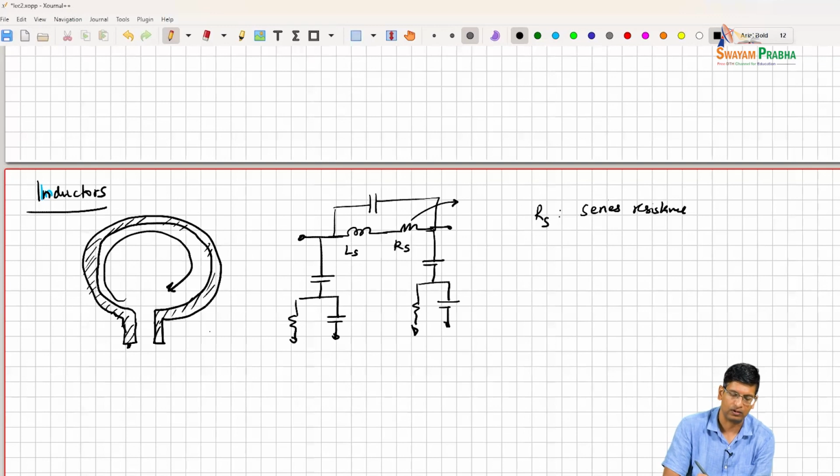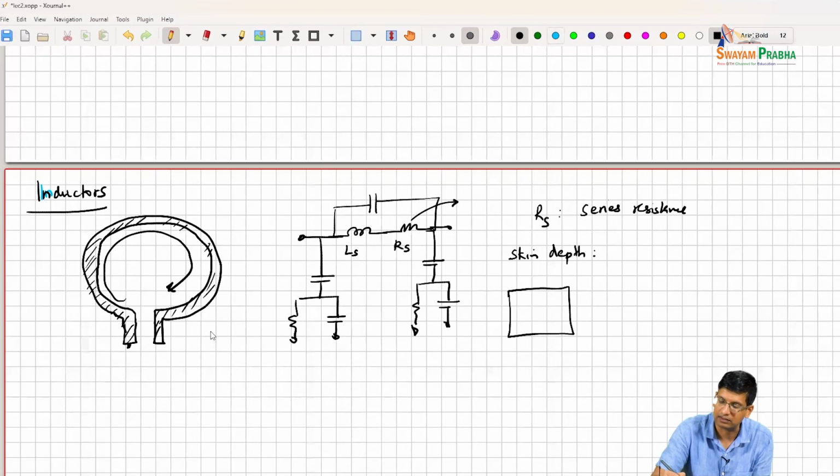When you have a current going like this, the substrate is trying to generate a current in the opposite direction to cancel the magnetic flux, right? So those losses end up showing here. The one useful thing to remember here is the concept of skin depth, which is that if I have a thick metal, the current basically only travels in the periphery of the metal, right?